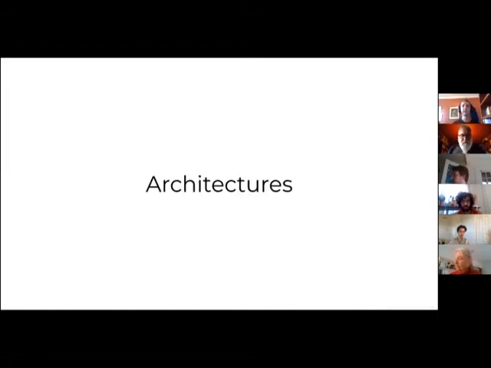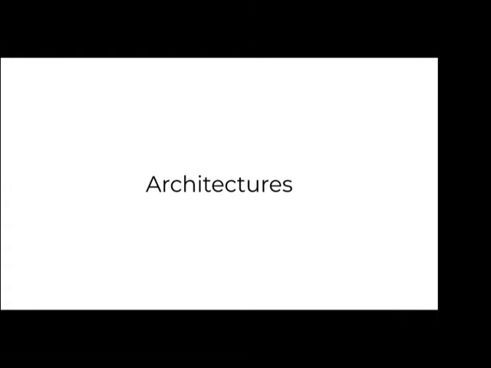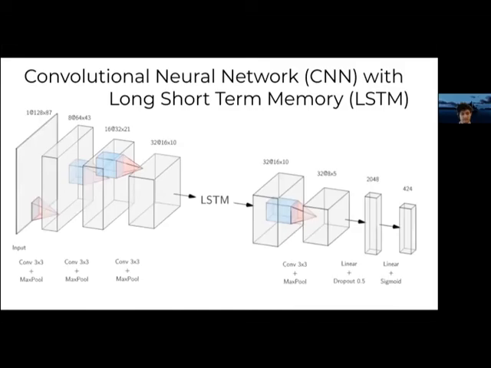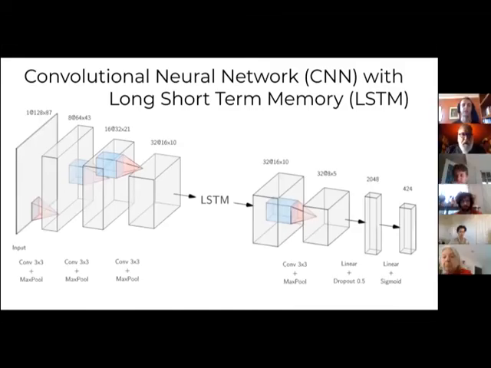So I've talked now about how we train the system and how we used it for orchestration, but I haven't touched on the actual neural network architectures that we used. We used 2 different networks. The first one was a convolutional neural network with long short-term memory.